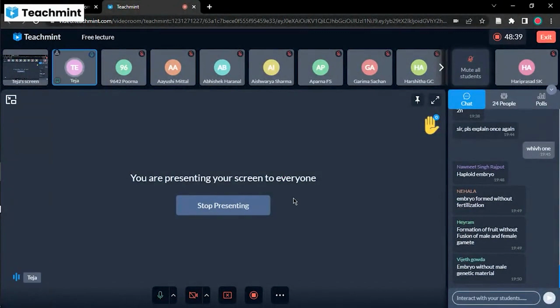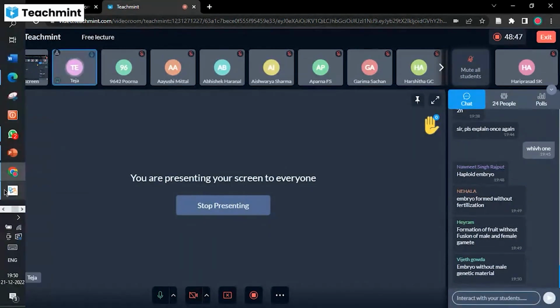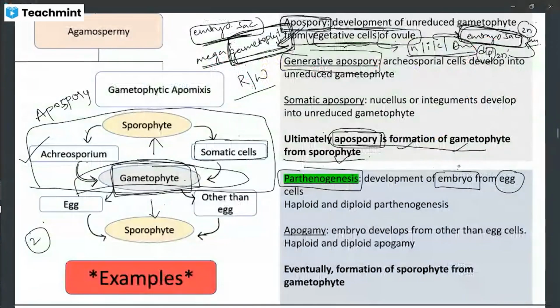Yeah, we'll come to it. Whether it will be only female genetic material, or only male genetic material, or the fusion of both. So parthenogenesis, in simple terms, is the development of your embryo from the egg cell. Hope everyone knows that in the embryo sac you generally have 3 cells here, 3 cells here, and 2 cells here.